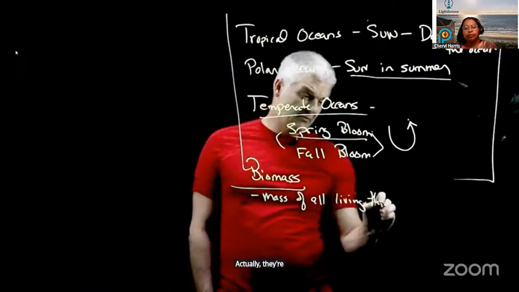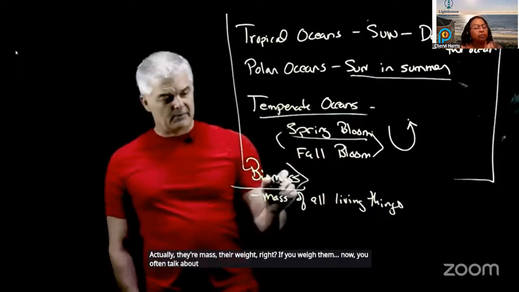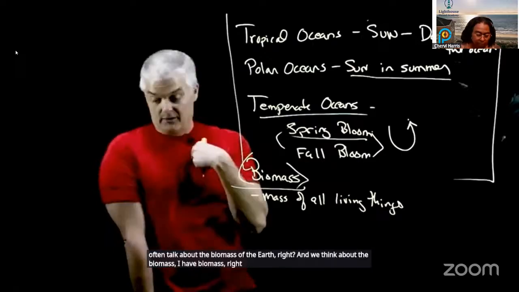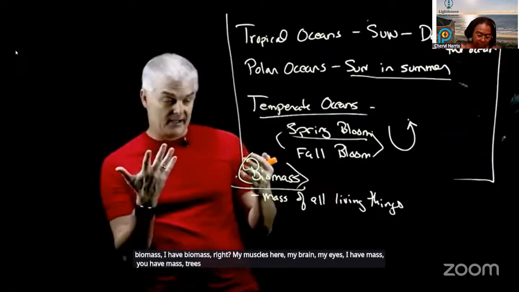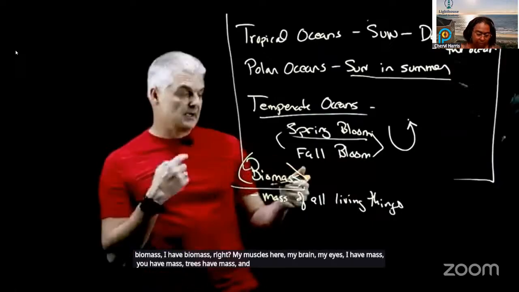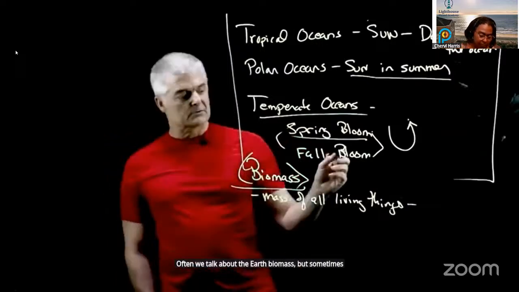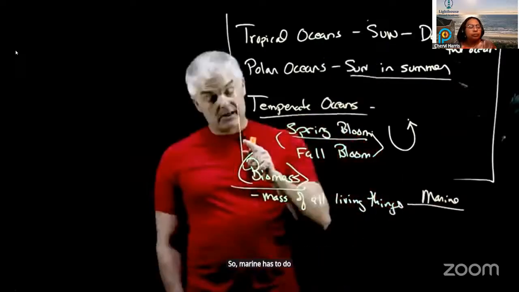Actually, their mass, their weight, right? If you weigh them, now we often talk about the biomass of the earth, right? And when we think about the biomass, I have biomass, right? My muscles here, my brain, my eyes, I have mass, you have mass, trees have mass. And often we talk about the earth biomass, but sometimes we talk about the marine biomass. So marine has to do with, of course, the oceans, right?